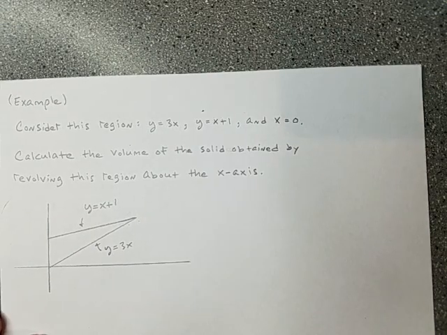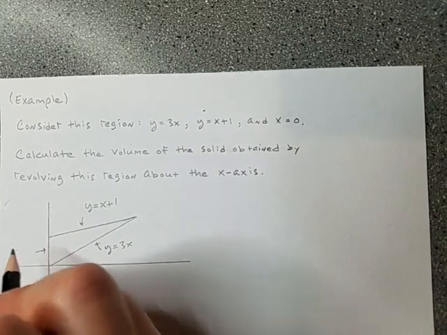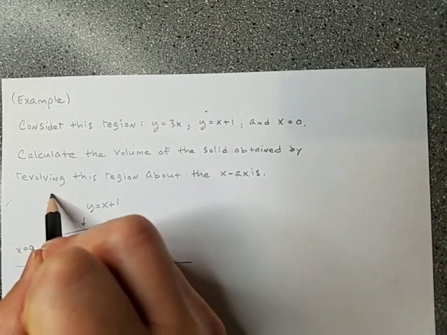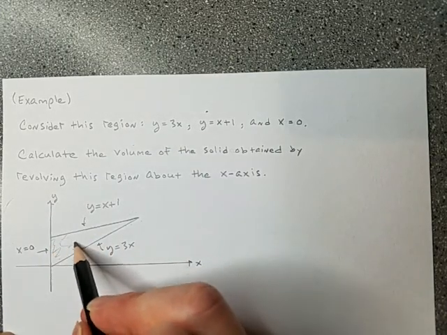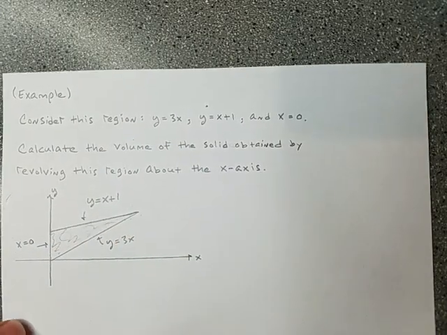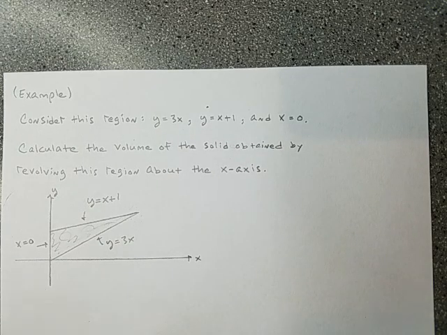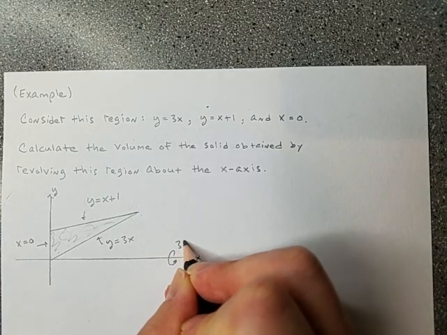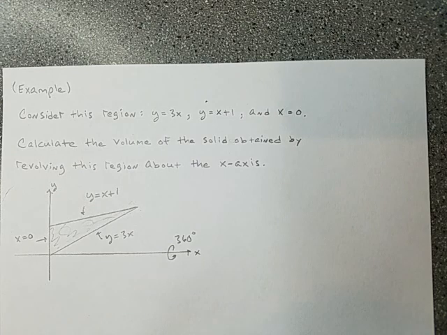And over here, that's x is equal to 0, because x is equal to 0 is also known as the y-axis. And so we get something like that. And there's the space that it contains. Now, suppose we took that and then we rotated it 360 degrees about the x-axis. And what's the volume of that?